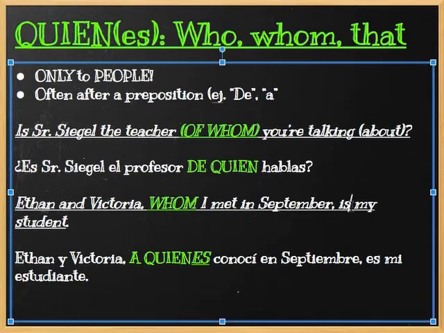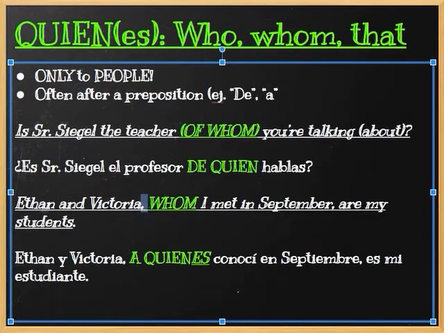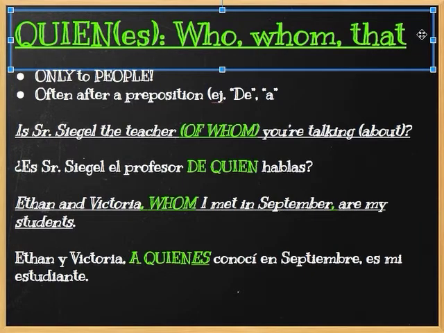I need to make sure I change that subject-verb agreement. Ethan and Victoria, comma. Notice we have the comma here. That's really important. If we have the comma, it means that we're separating this thought and we're going to introduce quién. That's normally a pretty good way to introduce quién. So I'm going to highlight these commas because they're often used with quién. Again, Ethan and Victoria, whom I met in September, are my students.